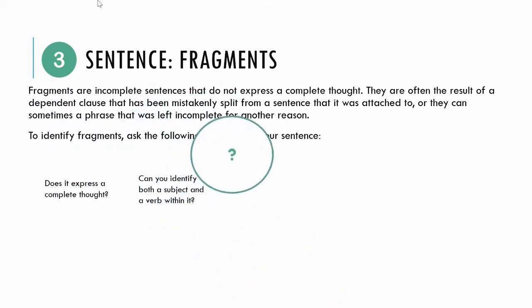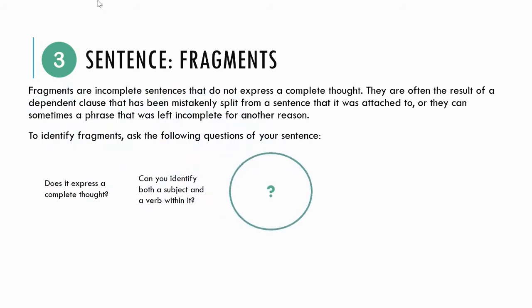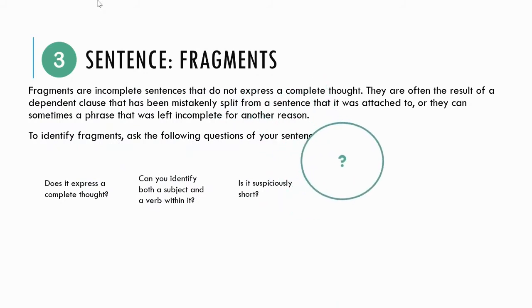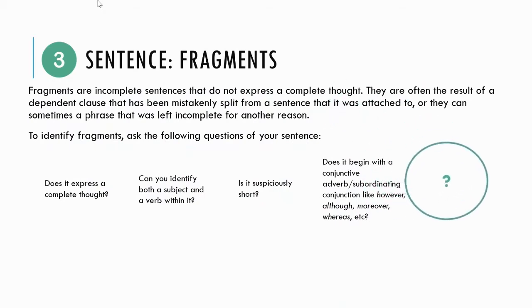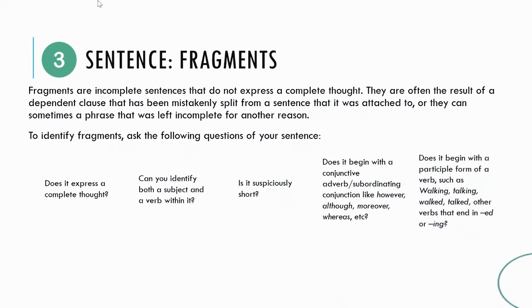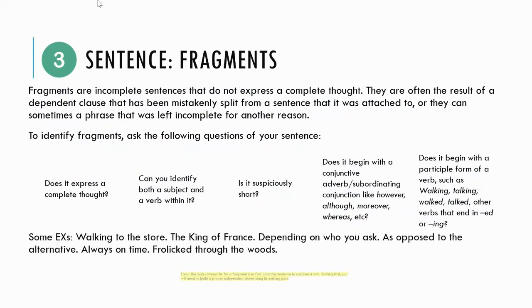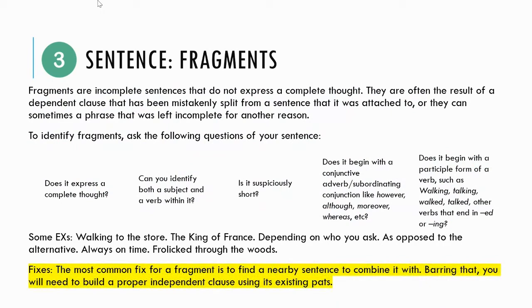To identify sentence fragments, ask yourself the following questions of your sentence. Does it express a complete thought? Can you identify both a subject and a verb within it? Is it suspiciously short? Does it begin with a conjunctive adverb or subordinating conjunction, like however, although, moreover, whereas, etc.? Does it begin with a participle form of a verb, such as walking, talking, walked, talked, or other verbs that end in ed or ing? You may use these questions to gauge whether you have a fragmented sentence or not.